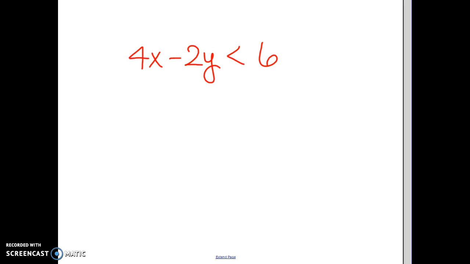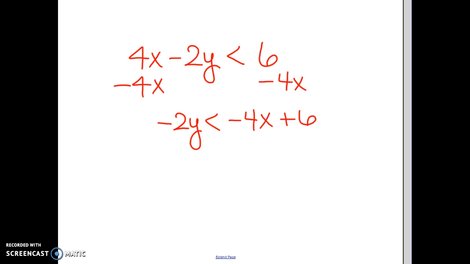On my next one, the 4x is positive. I undo positive with subtract. So I subtract 4x from both sides of the inequality, bringing down the negative 2y, bringing down the less than symbol, and I have a negative 4x plus 6 on the right.